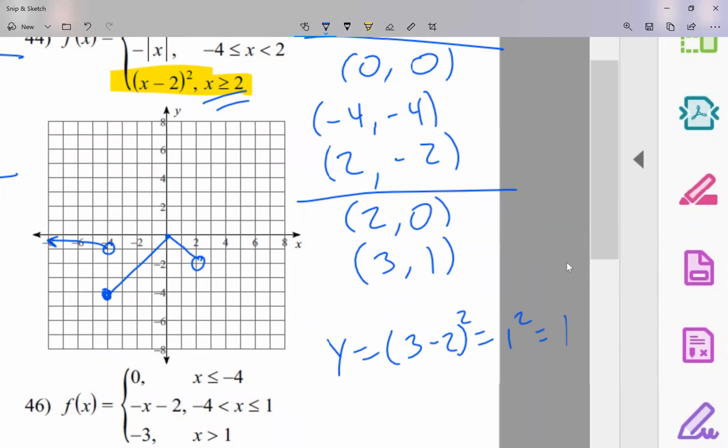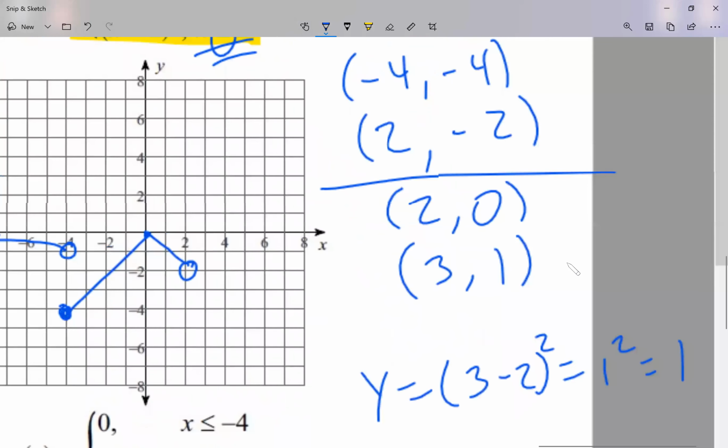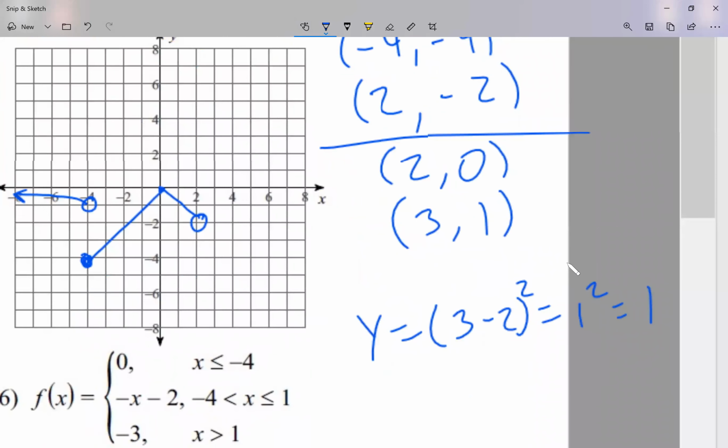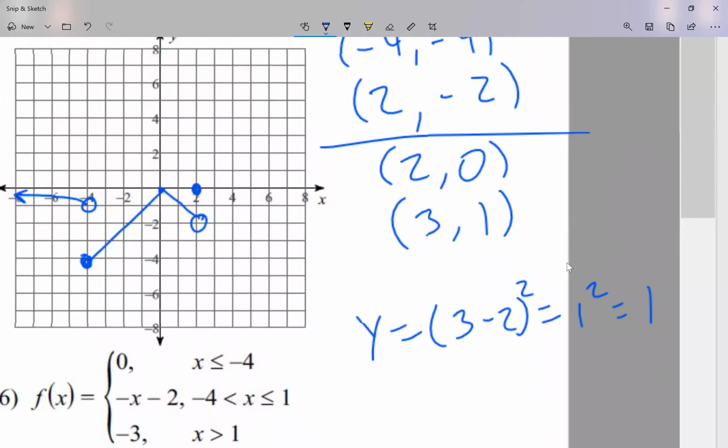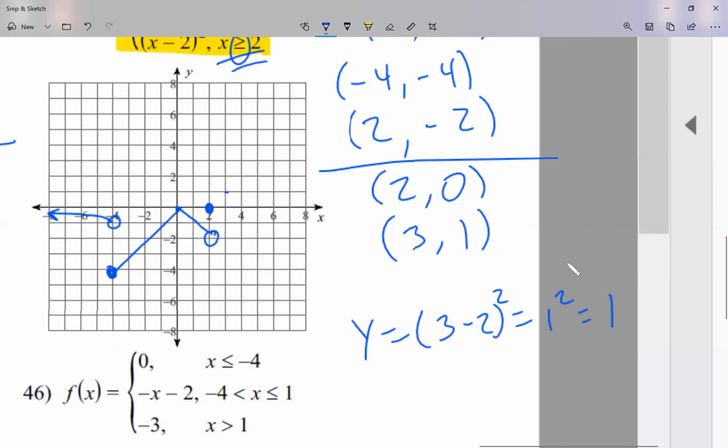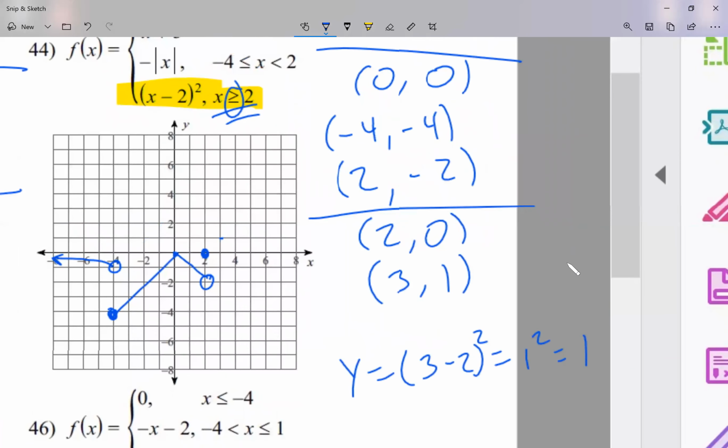All right, my first point, according to the inequality sign, is a closed circle. So my point (2, 0) is a closed circle. My point (3, 1) is just a point. I'm expecting this as a U shape because the vertex is part of my points. I'm only going to see part of a U shape.